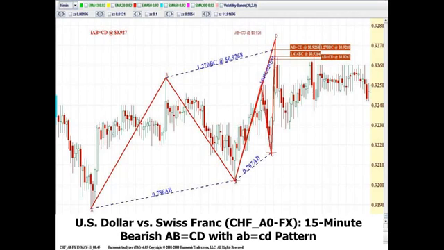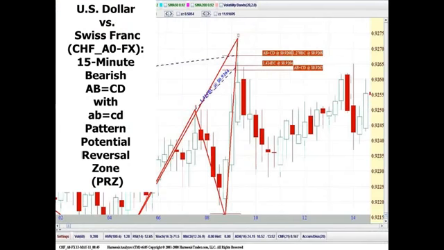In this chart of the US dollar versus the Swiss franc, we see how multiple ABCDs came together to define intraday resistance. The larger AB equals CD pattern was more distinct, but it was complemented by a smaller ABCD in the larger CD leg.